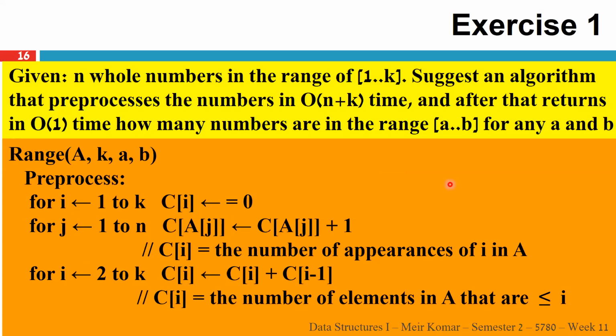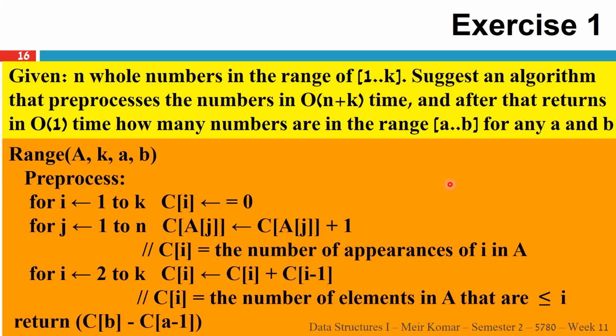So if I do just this, I don't do the next stage of counting sort. That's enough for me to return how many numbers are between A and B. What am I going to return? Somebody? C[B] minus C[A]. Almost.